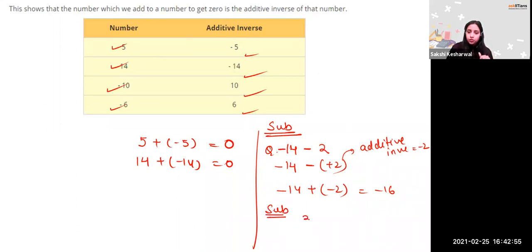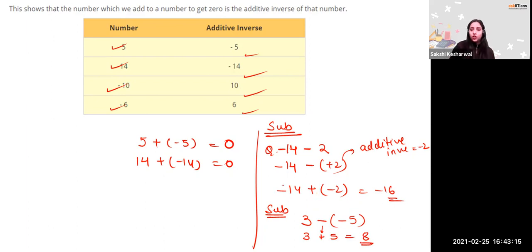Now if I give you one more question like this: 3 minus of minus 5. What you will be doing is writing the additive inverse of negative 5. The additive inverse of negative 5 is what, beta? Plus 5, and this sign will change into positive, and this equals 3 plus 5. So your answer is 8. That's it, right? This is how we have done subtraction in class 6.